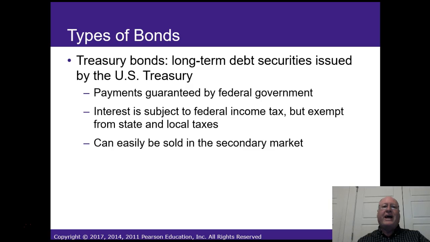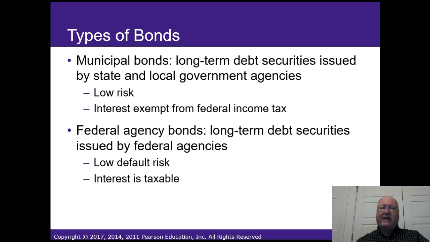Let's talk about just some of the kinds of bonds that you find out there. One of them is Treasury bonds. And again, these are U.S. Treasury issued securities. The payments are guaranteed by the federal government. Interest is subject to federal income tax, but it is exempt from state and local taxes. And Treasury bonds can easily be sold in the secondary market.